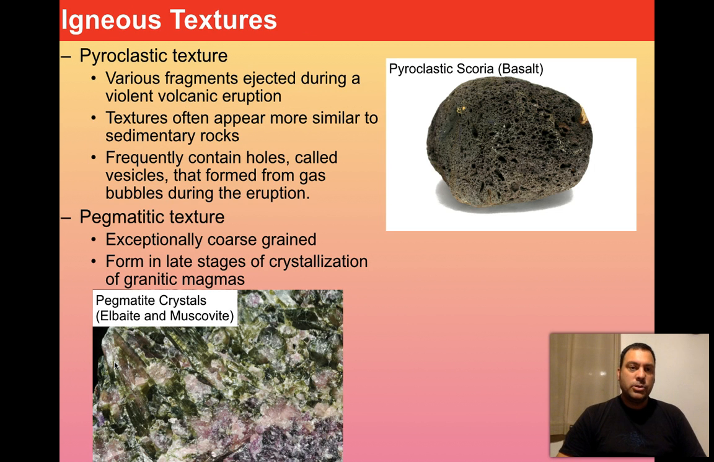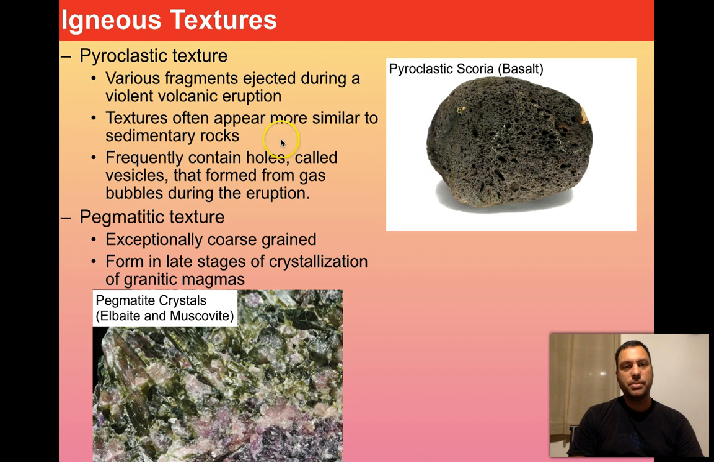Okay, and two other really interesting textures to just keep in mind. There's the pyroclastic texture: various fragments ejected during a violent volcanic eruption. Typical of this would be a pyroclastic scoria. Pyro meaning fire, clastic meaning broken. Fire-broken scoria. This is a basalt. We usually just call it a scoria or a cinder. This is another word that we use to describe this. You notice it has a lot of holes in it. That's a lot of gas in there.